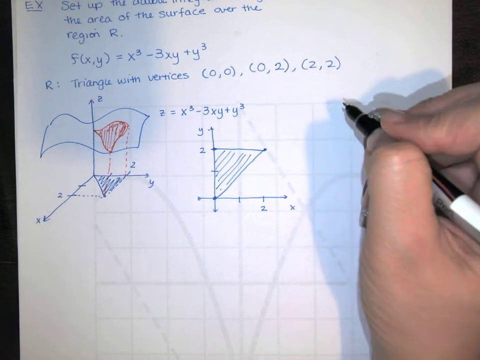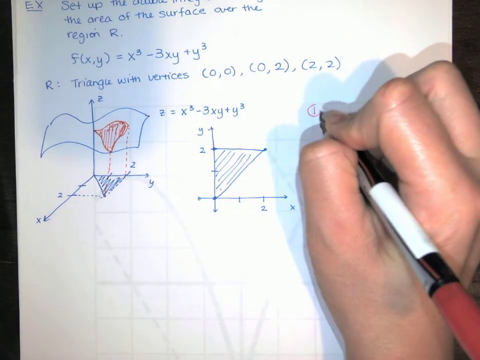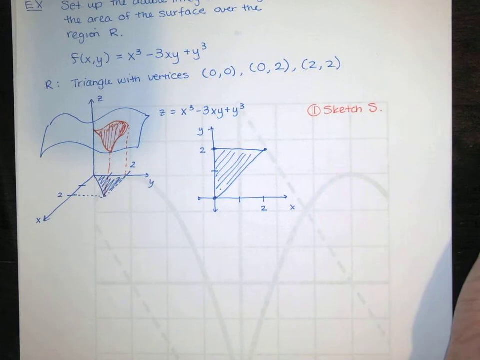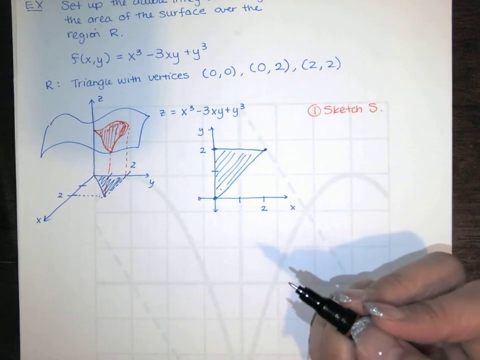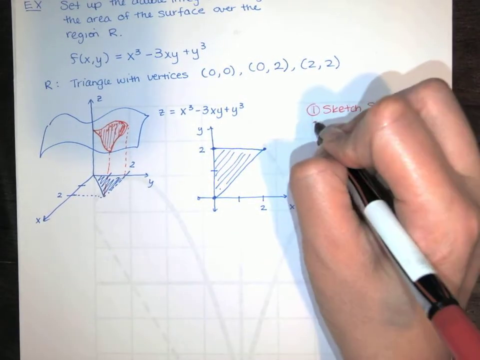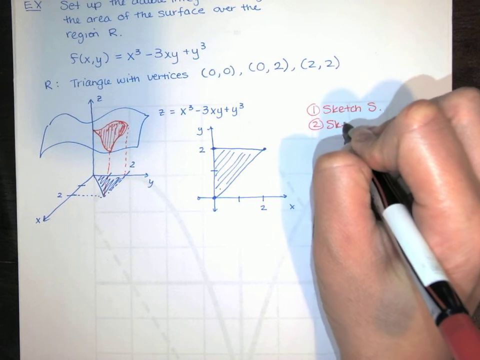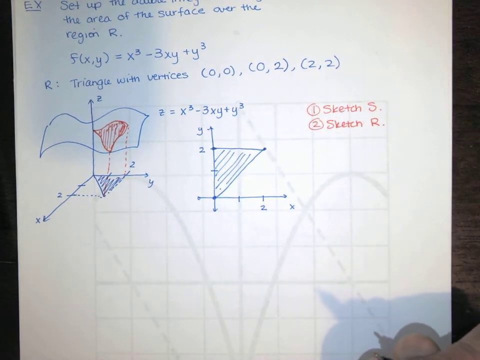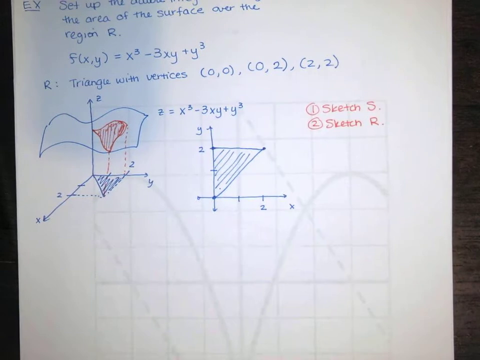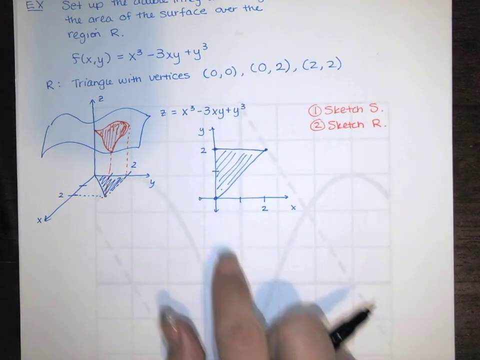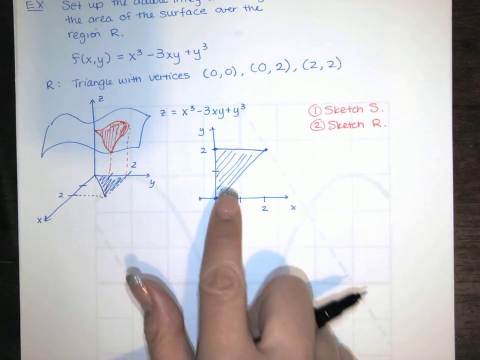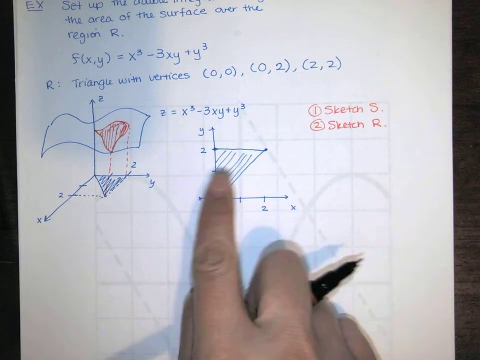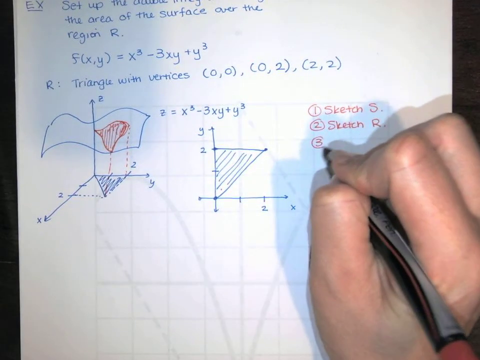Okay, so what we always do is we sketch the surface if we can. If we can't, we can just draw the cartoon to get some sense of what's happening. The next thing we need to do is sketch the region R that we're integrating over. Now this time we were very fortunate, it was given to us. So we just plot those 3 points and then we can sketch the region. Now the next thing we want to do is set up the surface area integral.